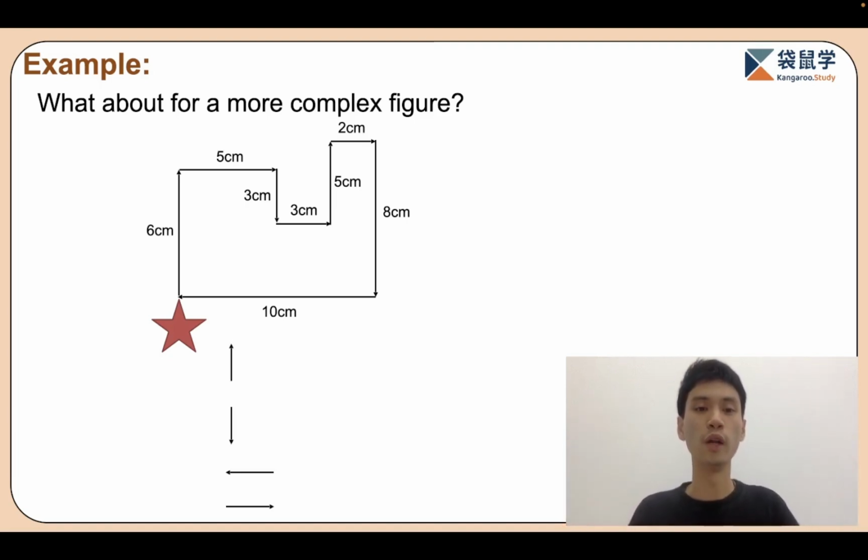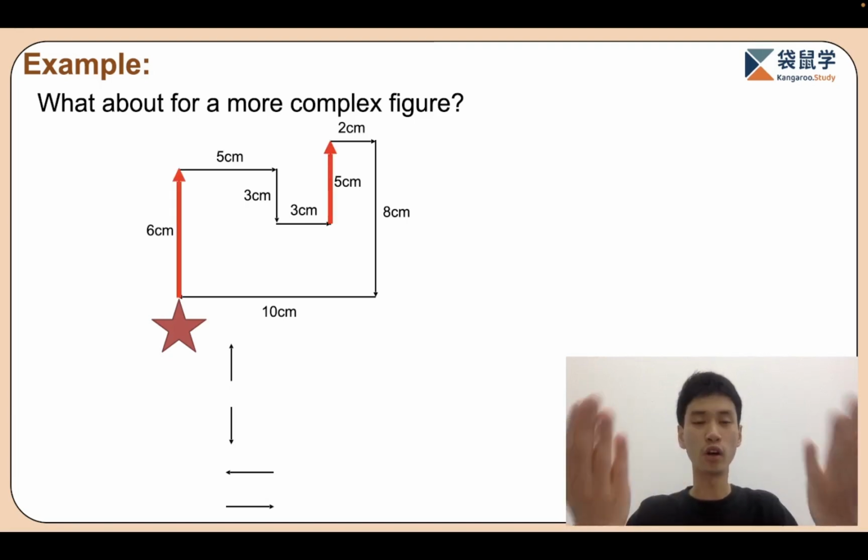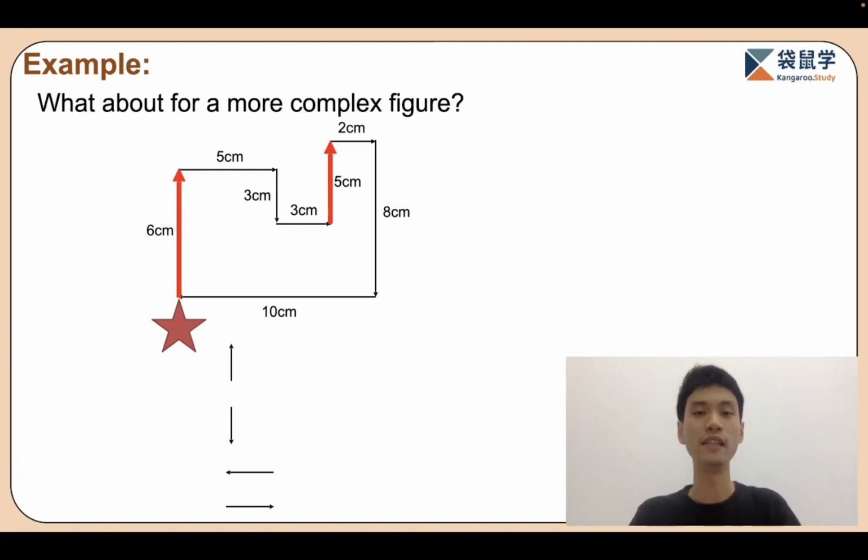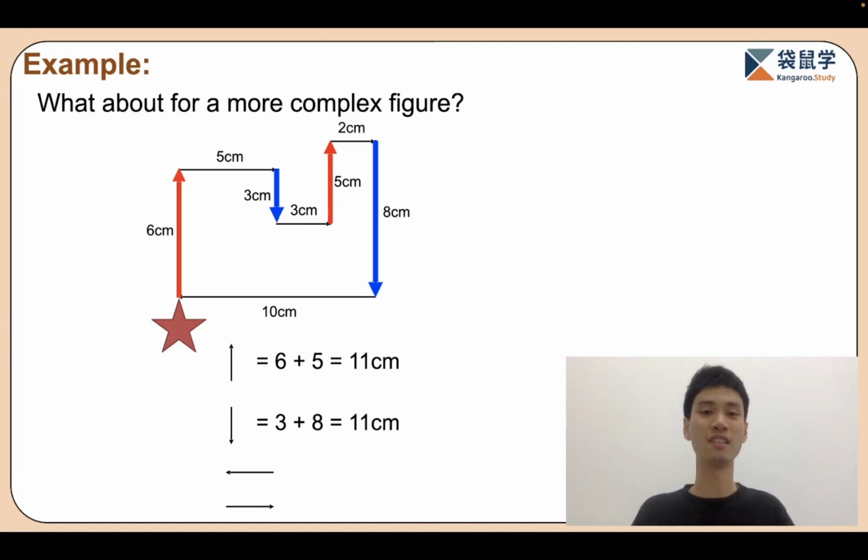So, first we would look, how many sides are direction up? I see 2 sides, over here and over here. To calculate the total length going upwards, we would simply add both of these side lengths in red. So 6 plus 5 centimeters, which is equal to 11 centimeters. Now, how many sides going down? I see 2 as well, over here and over here. And if we add the 2 side lengths together, we get 11 centimeters.